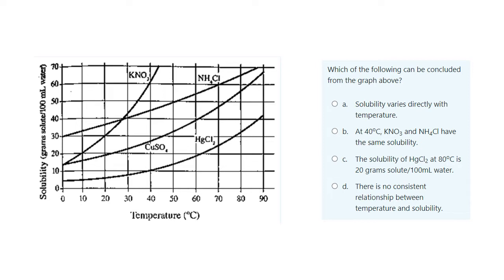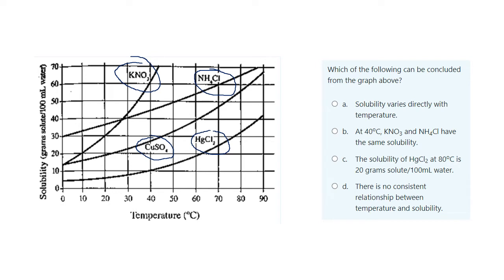Question 24. Which of the following can be concluded from the graph above? It's not a very clear graph, I'm sorry. In a real GED exam, I think you would have a color graph. Each of these lines would be a different color, but we do have KNO3 here, NH4Cl here, the CuSO4 is there, and the HgCl2 is there.